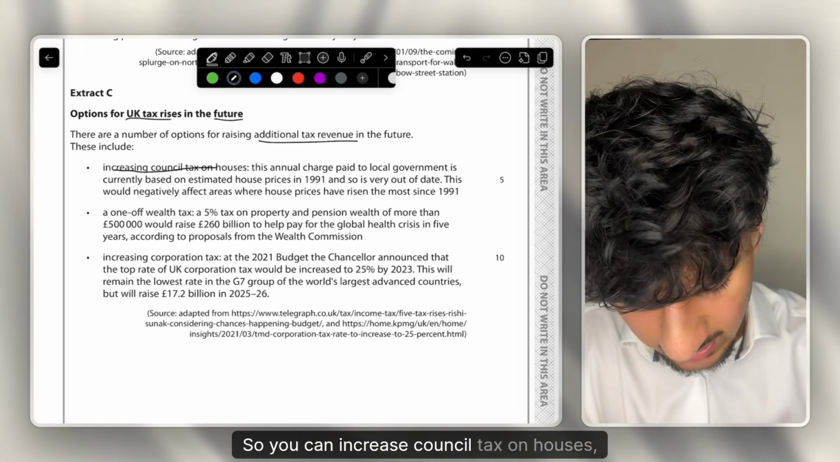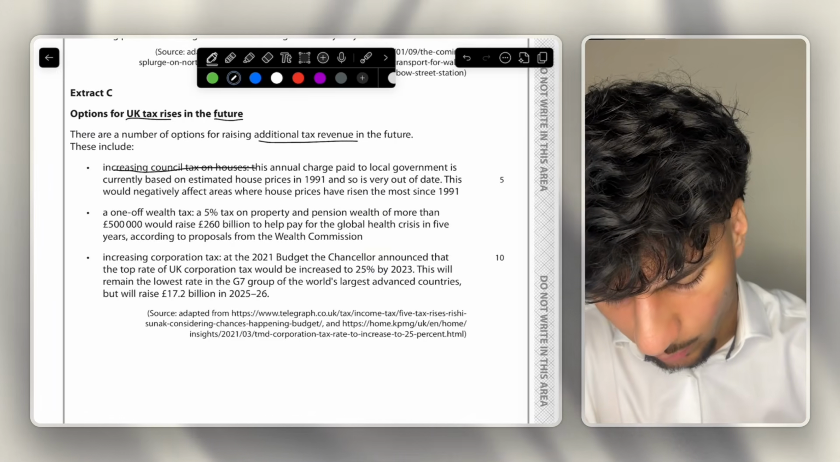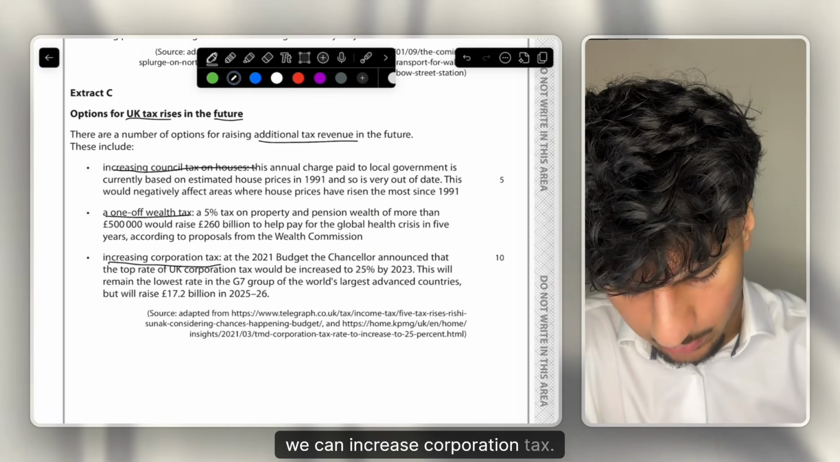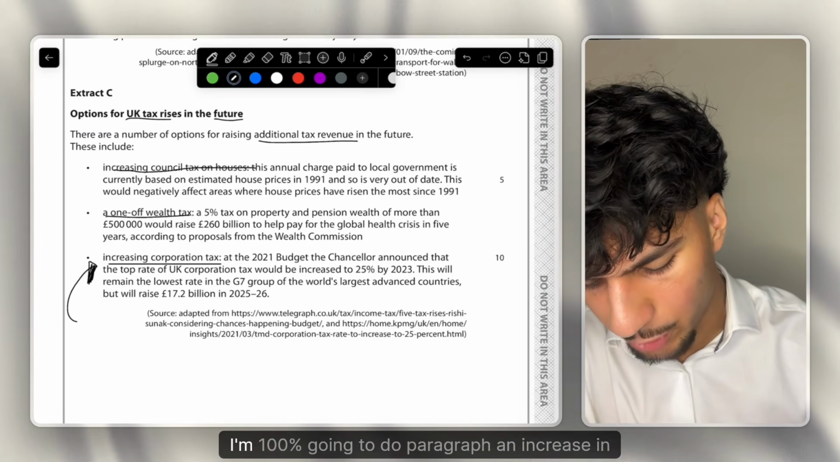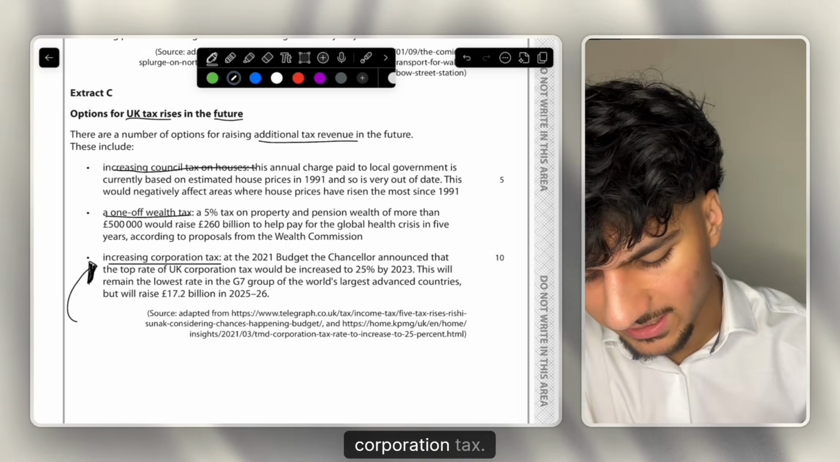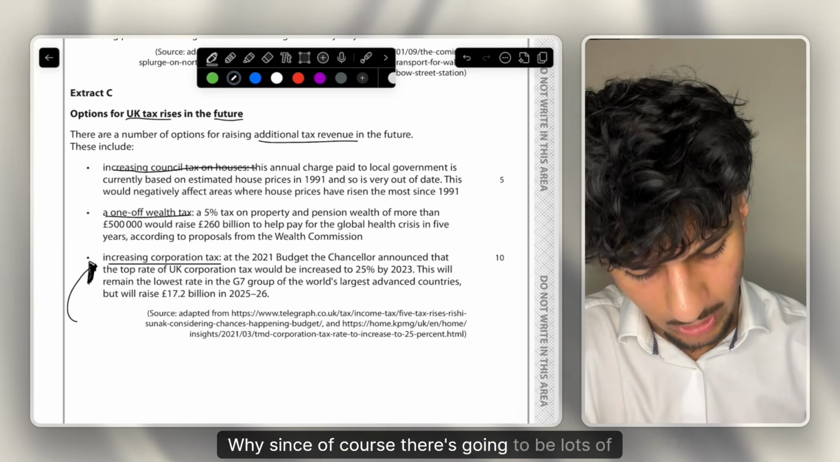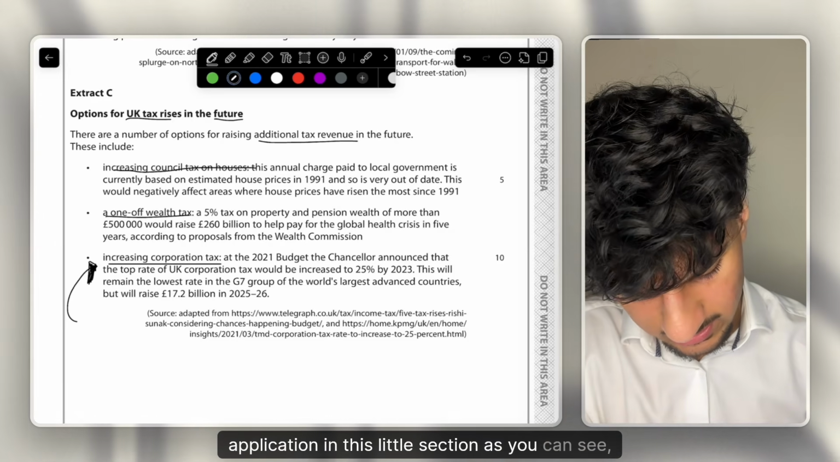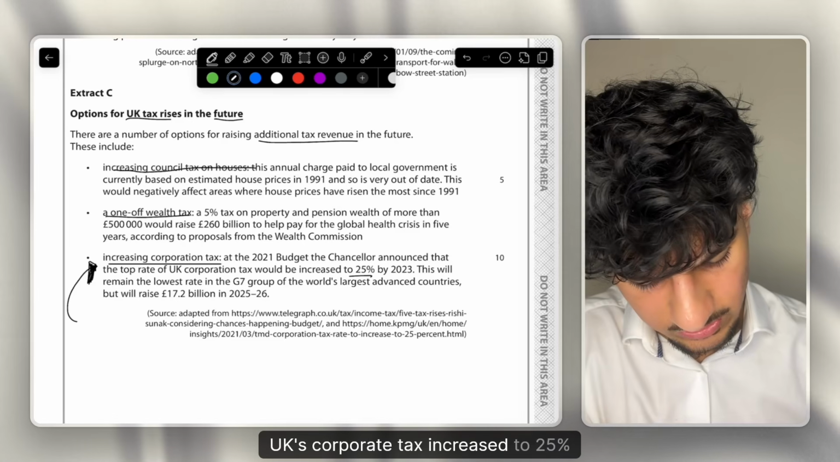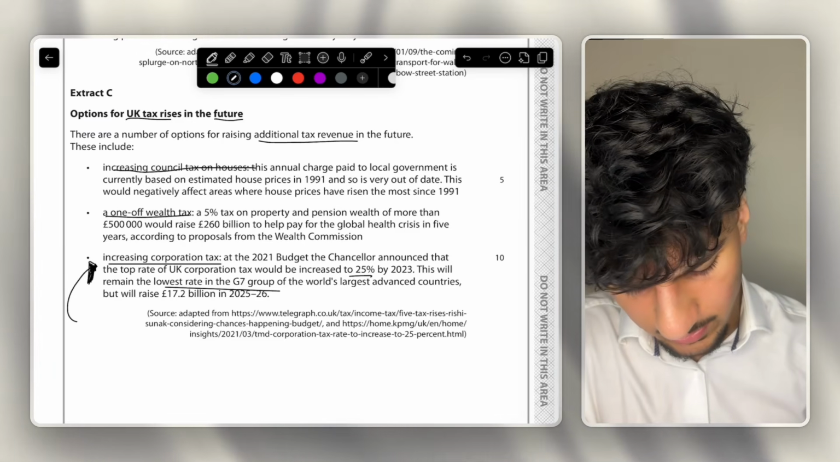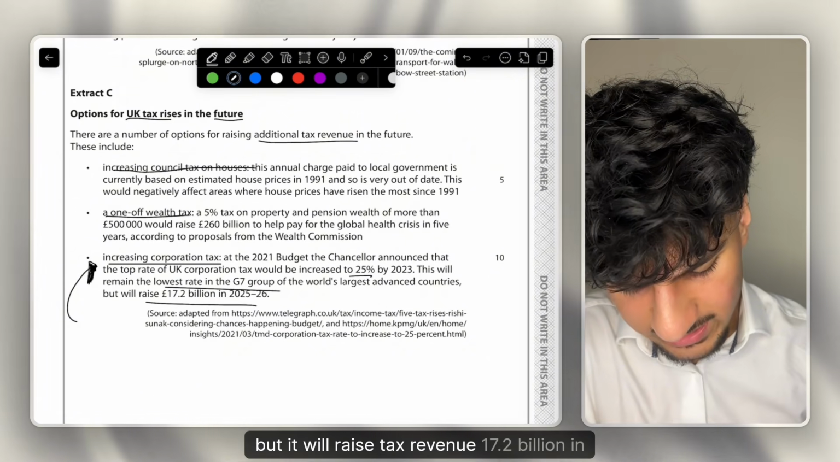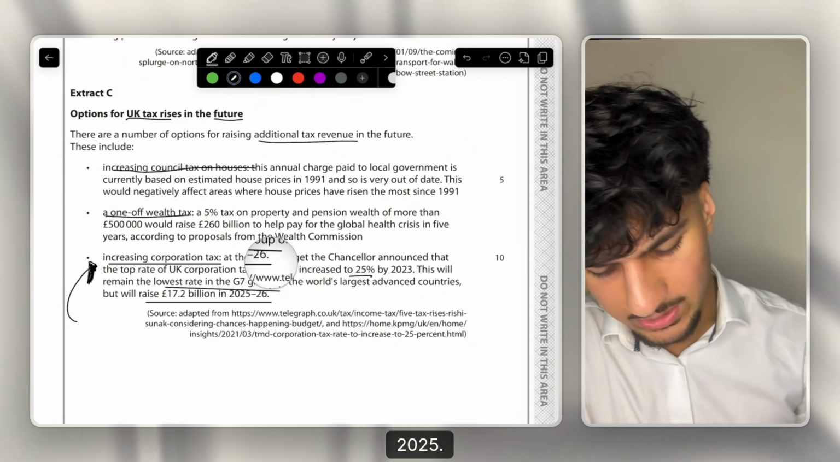So we can increase council tax on houses, we can give a one-off wealth tax, we can increase corporation tax. So that pretty much secures my plan. I'm 100% going to do a paragraph on increasing corporation tax. Why? Since, of course, there's going to be lots of application in this little section. As you can see, the UK's corp tax increased to 25%, still the lowest rate in the G7, but it will raise tax revenue 17.2 billion in 2025-2026.